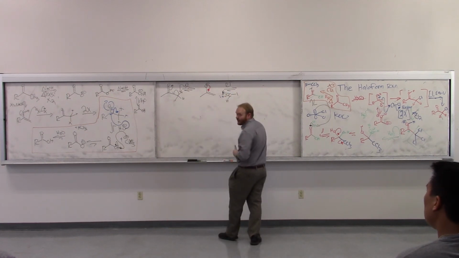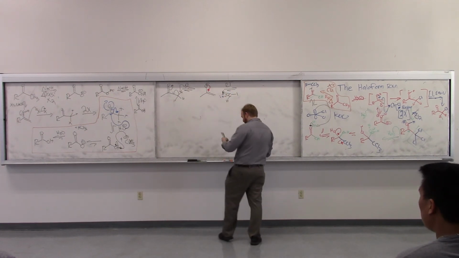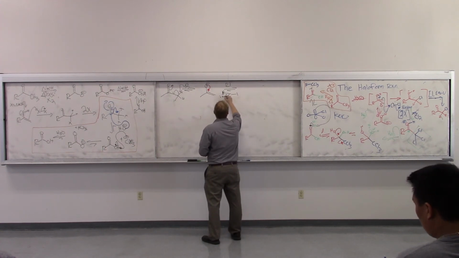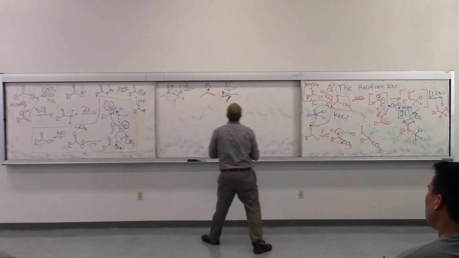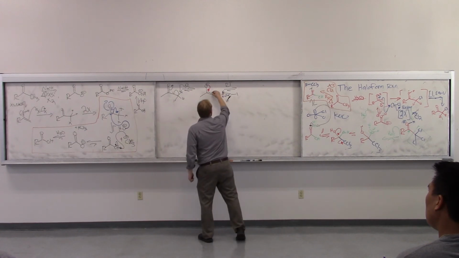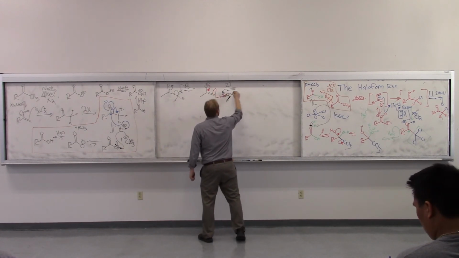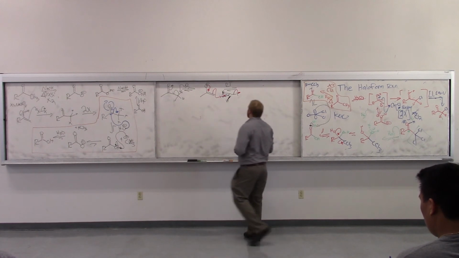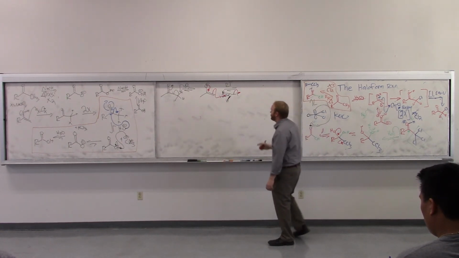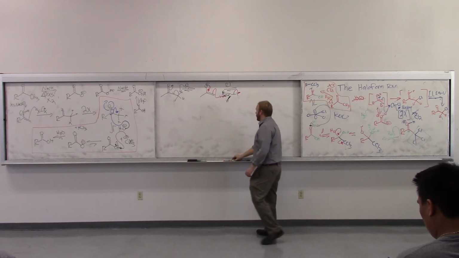since it's an SN2, let's draw our sigma star bond. Let's draw a tetrahedral carbon. So an enolate can attack alkyl iodides in classic SN2 chemistry, giving its electron density into the sigma star orbital of an alkyl iodide.